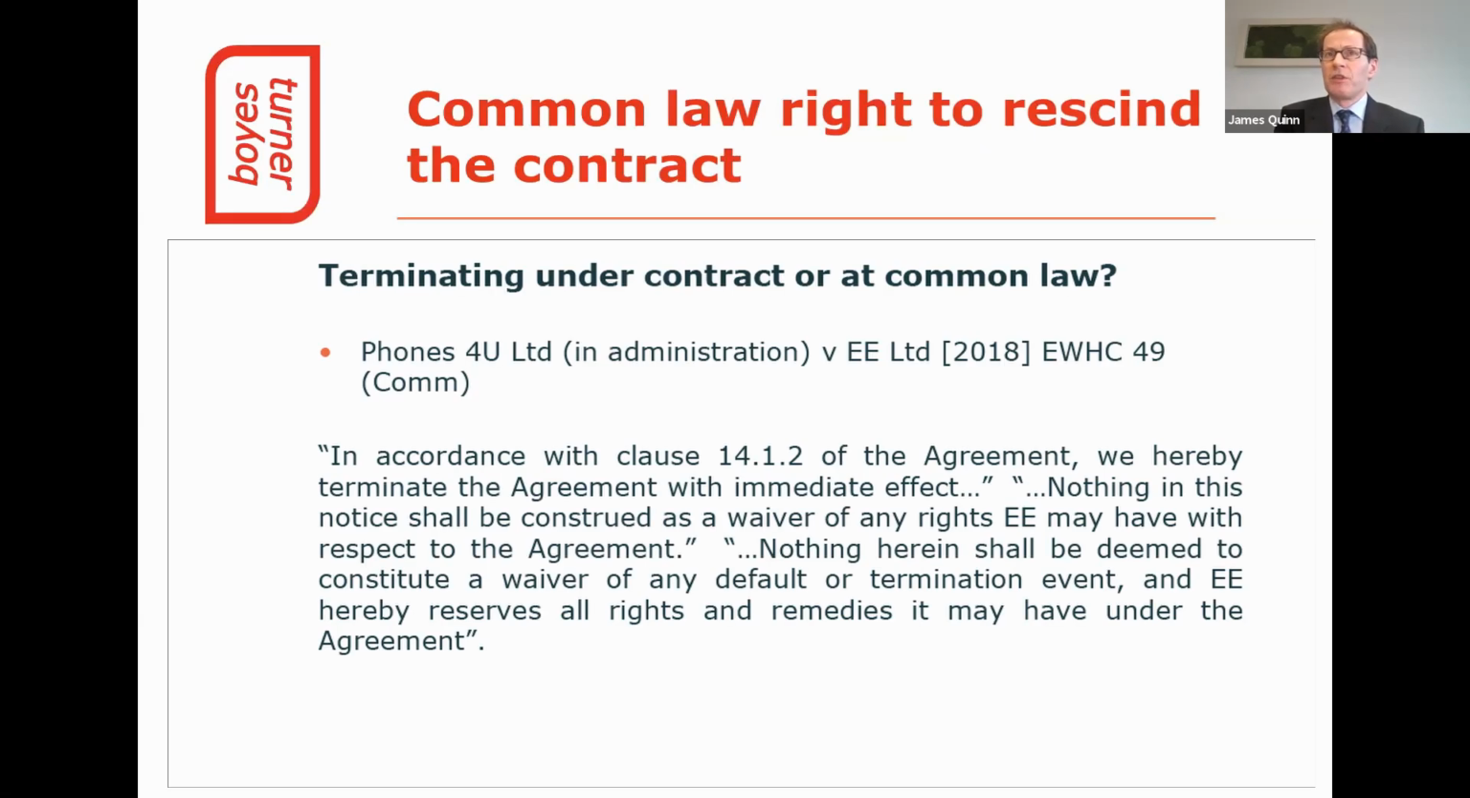To finish, we will look briefly at a case in which the innocent party had the choice of whether to terminate under a contractual termination clause or at common law. In Phones 4U and EE, Phones 4U claimed £120 million from EE for unpaid sums due under trading agreements. EE counterclaimed for £200 million of damages arising from alleged repudiatory breaches of trading agreements by Phones 4U. The timeline was as follows.